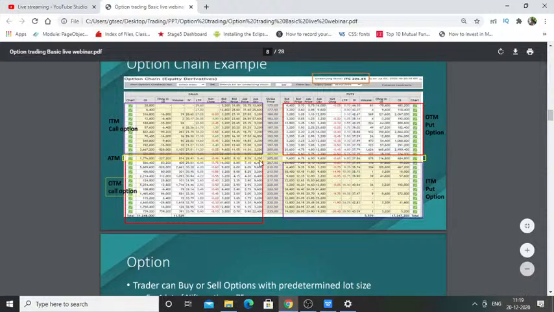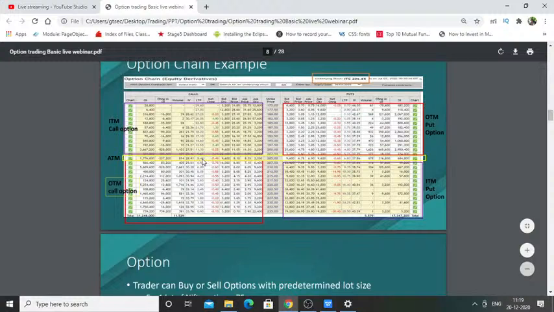Here we can see this is an ATM put option. For ATM options, the left side belongs to the ATM call option, and the right side belongs to the ATM put option. Here 206.85 is the price of the underlying stock, so the nearest strike price is 205. So 205 is the ATM option, which is at the money. Here we can see the LTP, which is the premium.